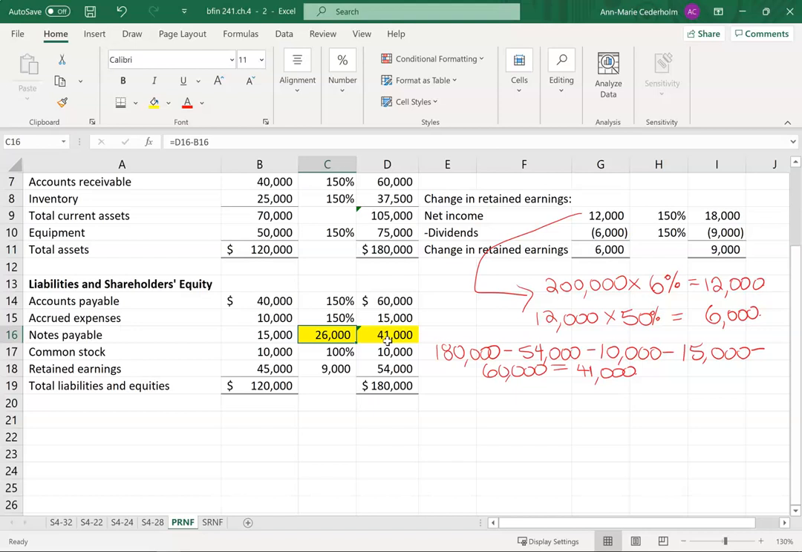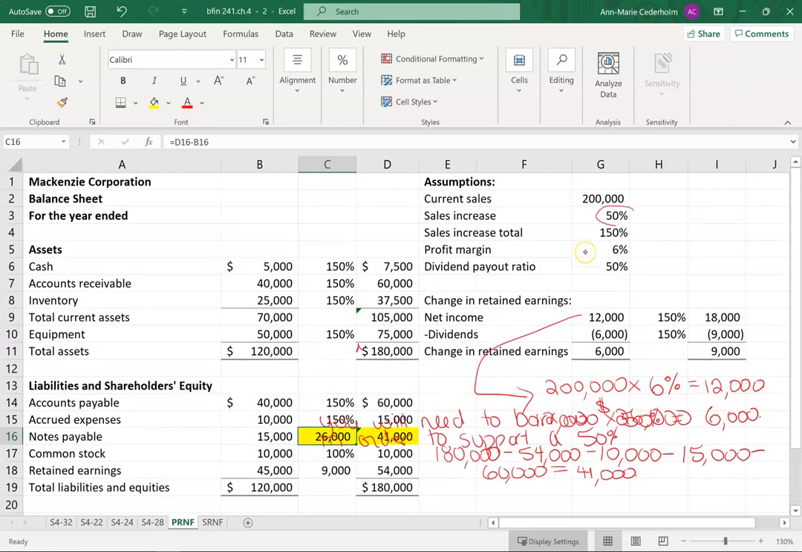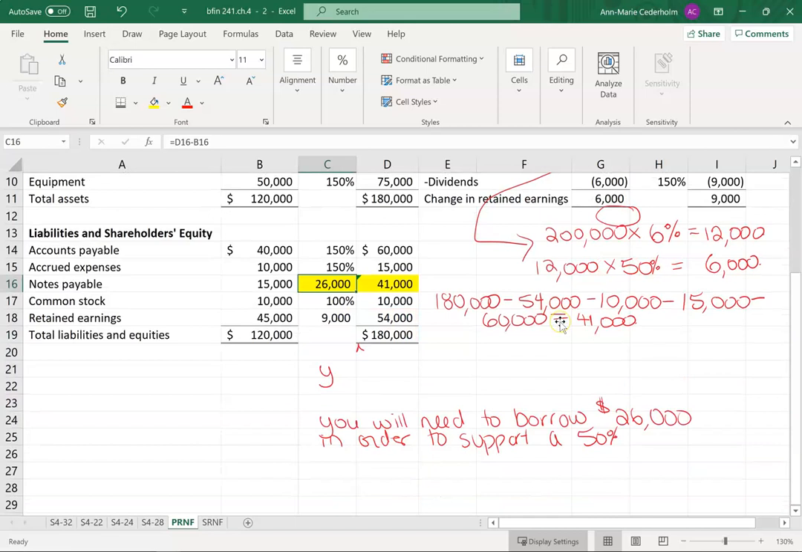So I'll just write out what this is. You will need to borrow $26,000. So it's just this number here, in order to support a 50%, so remember that's our sales increase right up here, a 50% increase in sales.